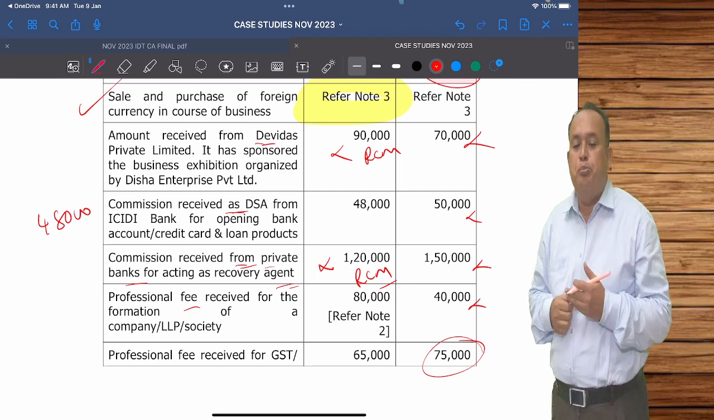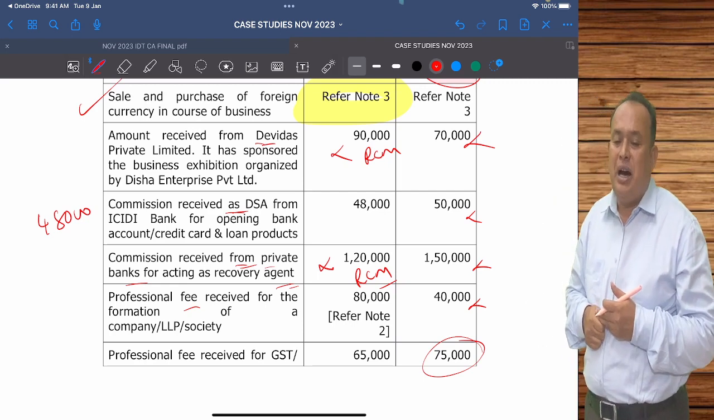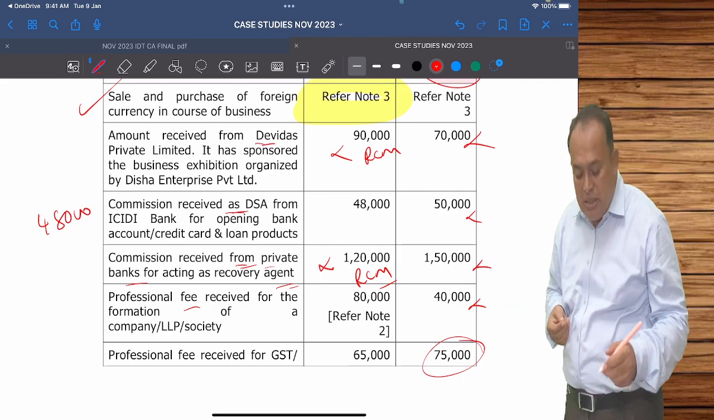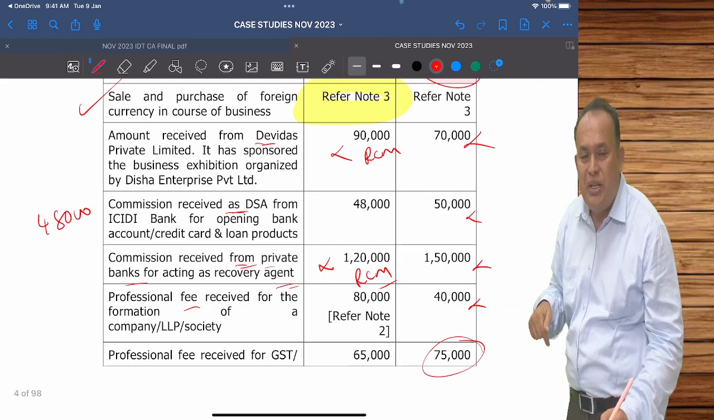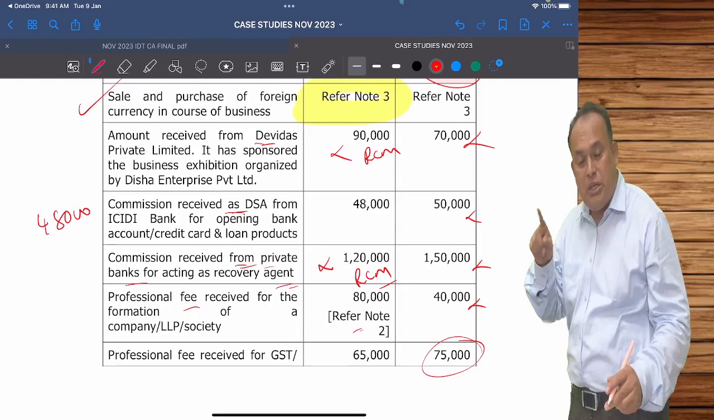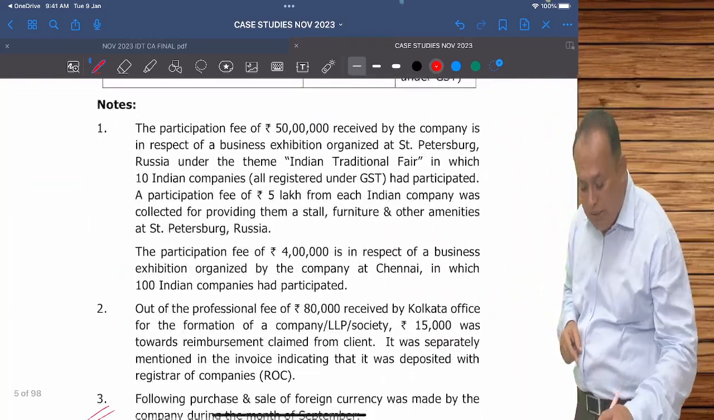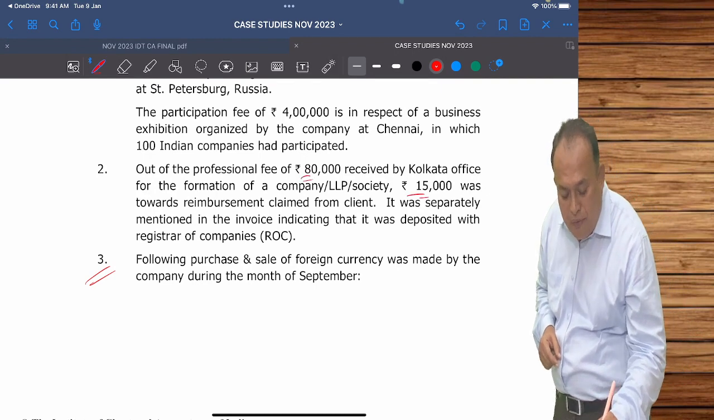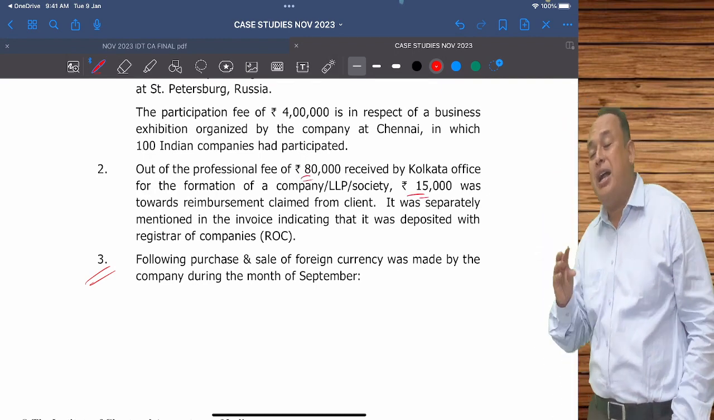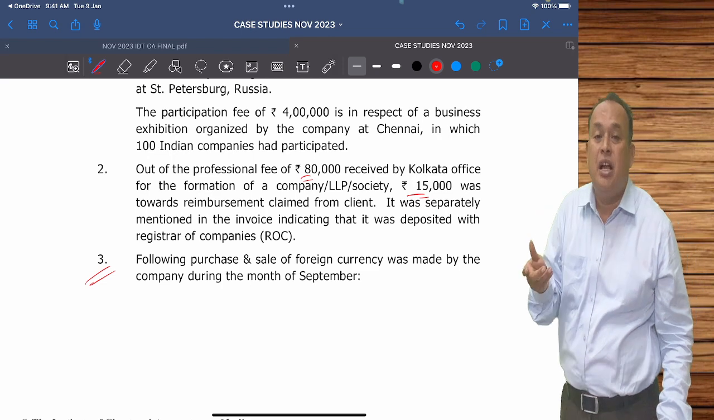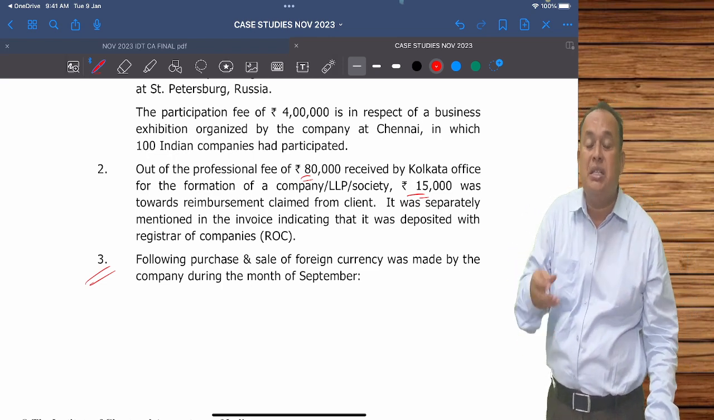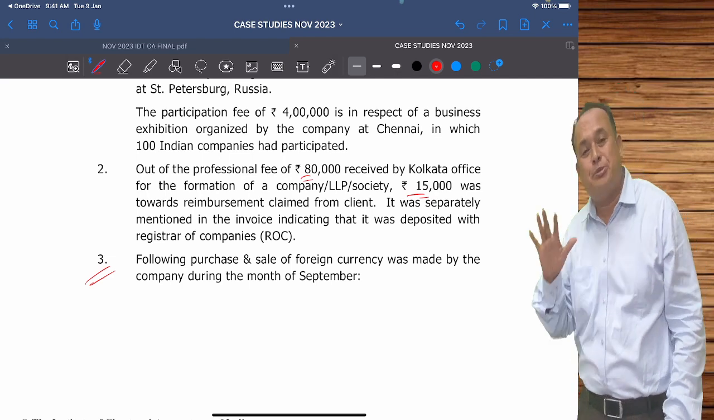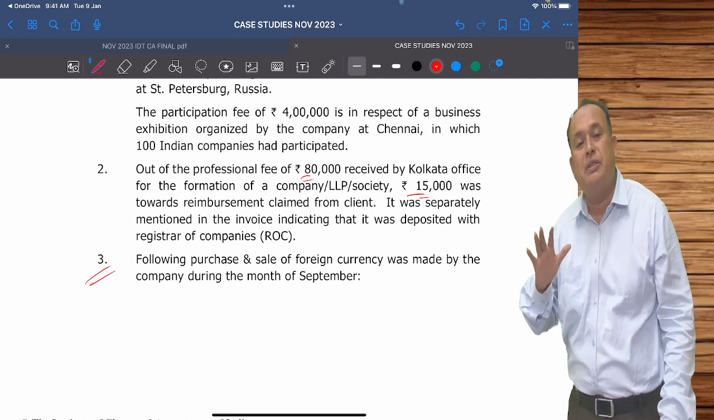Further, professional fee received for the formation of a company, LLP, society, that is 80,000 rupees, forms part of the value of taxable supply. But they have given here, refer to note number 2. Note number 2 says that out of 80,000 rupees, 15,000 is acted as a pure agent expenditure on behalf of the registrar of companies. The supplier incurred the expenditure and is reimbursed. Such expenditure is pure agent expenditure and should not form part of the value of supply.